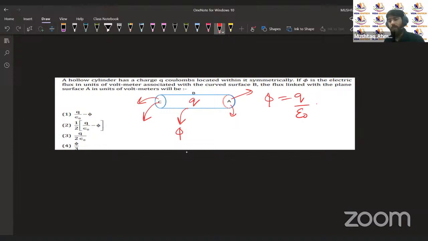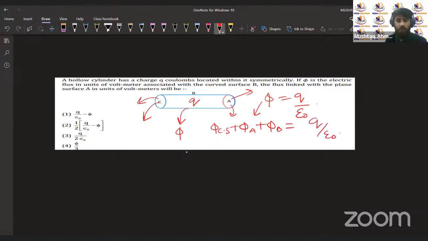So this flux will be linked with three surfaces. One will be the curved surface area of the cylinder. Another will be the flux through the plane surface A. And the third one will be the flux linked with the plane surface C, right? So we can write here this phi as phi through curved surface, plus phi through plane A and phi through plane B, right? That will be equal to the charge enclosed upon epsilon naught, right?